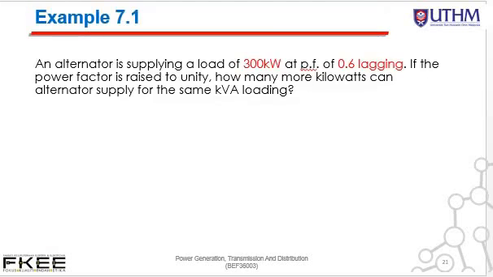Example 7.1. An alternator is supplying a load of 300 kW at a power factor of 0.6 lagging. If the power factor is raised to unity, which is 1, how many more kilowatts can the alternator supply for the same kVA loading? So according to the question, we have to calculate the new real power P in kilowatts after the power factor is improved from 0.6 to 1, or to unity power factor.